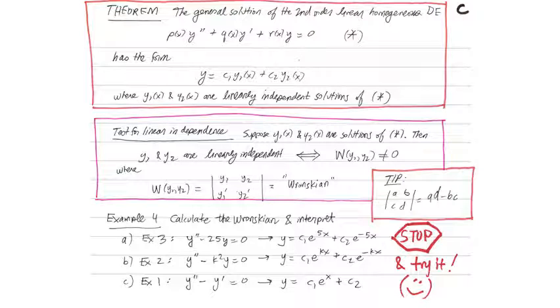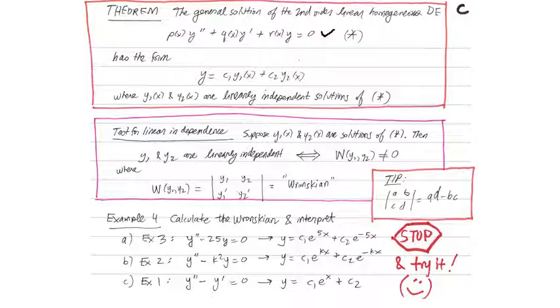In this video, we'll dig a little deeper into what happens with second order linear ordinary differential equations. For now, we will restrict our attention to second order linear differential equations which are homogeneous, meaning the right-hand side is equal to 0.